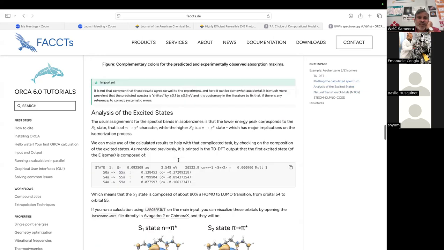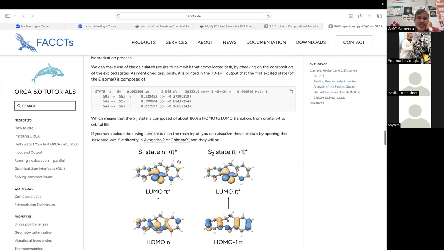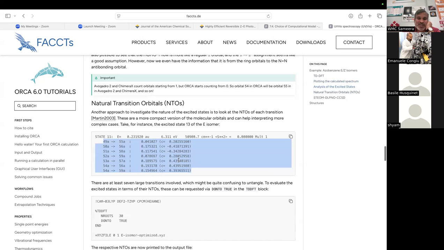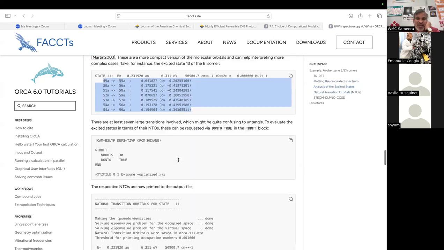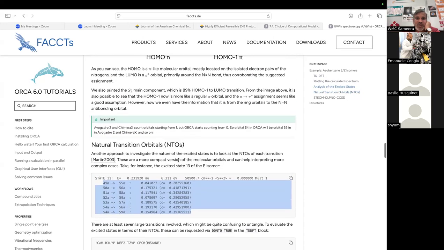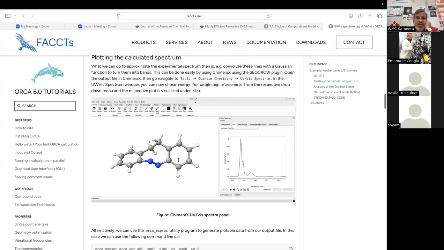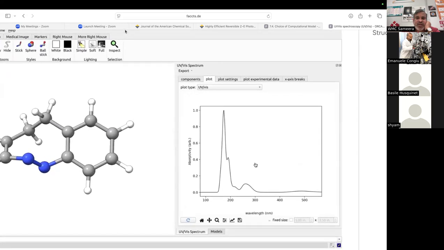Now, unfortunately, I was not successful in generating. I generated natural transition orbitals, but I have some difficulties to visualize it in my computer. But hopefully, you can follow the tutorial and visualize it. I leave you to play with it.